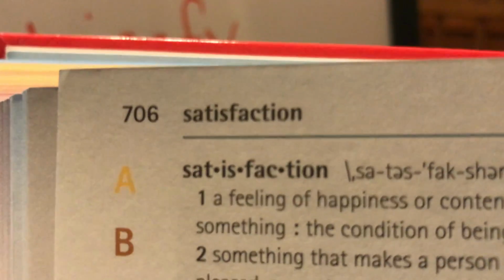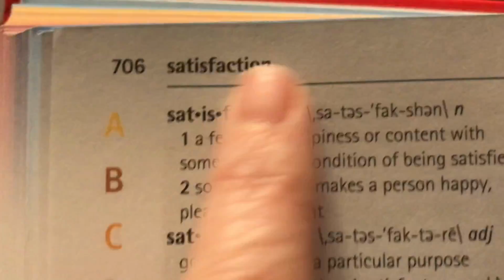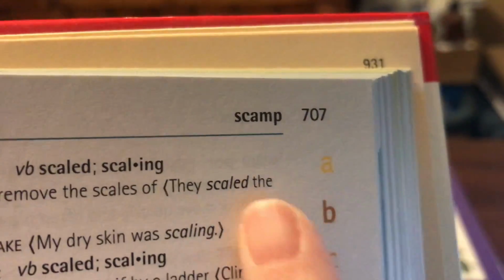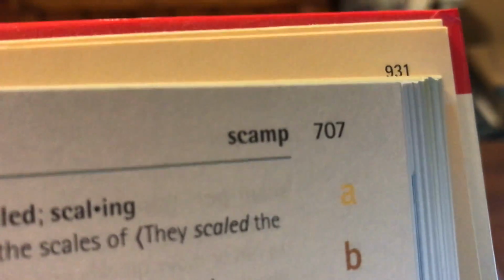What are the guide words? Okay, my first guide word is satisfaction, because it's this word here on this page. And then if I go to my other word on top of the page, scamp. So satisfaction and scamp are my guide words.